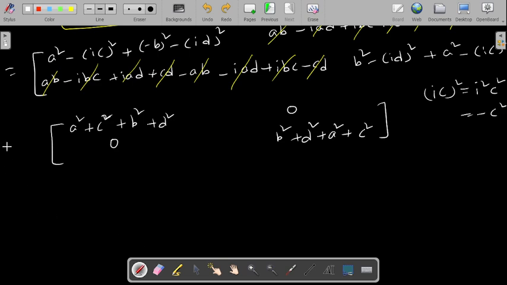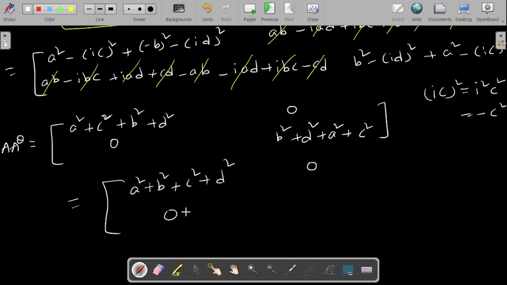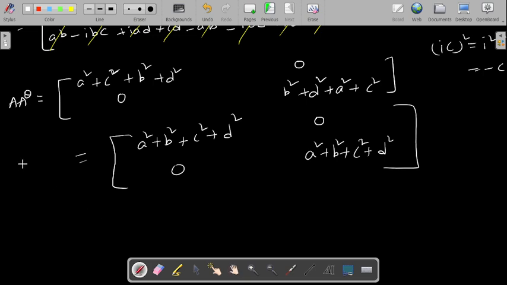So now this whole value will be A into A power theta. Therefore A is unitary. If you want, I write one more step, that means it is equal to A square plus B square plus C square plus D square, 0; next 0, and again A square plus B square plus C square plus D square. So now you got A into A power theta.